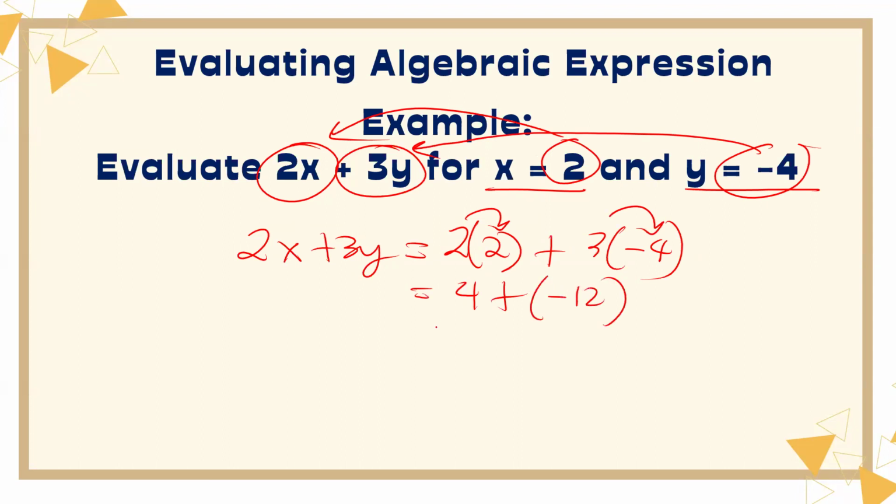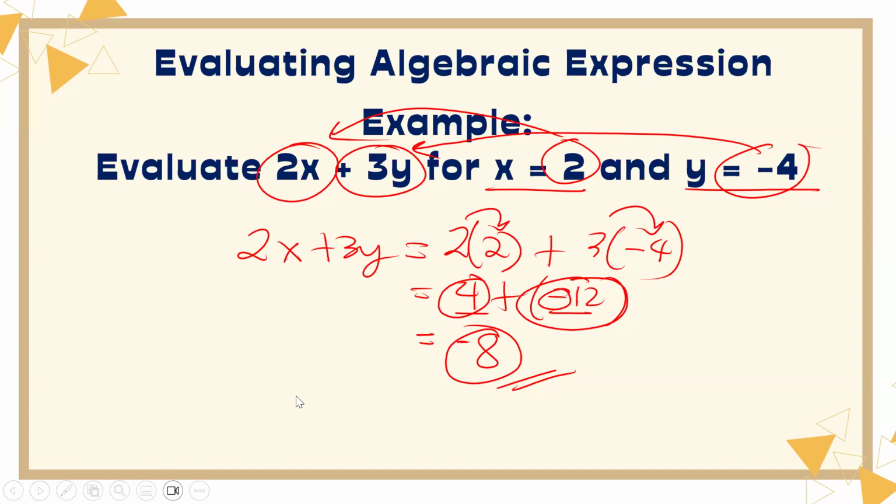Negative 12. Then using what we learned when adding integers, right? When they have opposite signs, we simply look at the larger number and subtract the smaller number from it. So that's 12 minus 4, that's 8. And we adopt the sign of the larger number, that's negative 8. Okay, so the answer for this particular example is negative 8. So that's how easy it is to evaluate algebraic expressions.